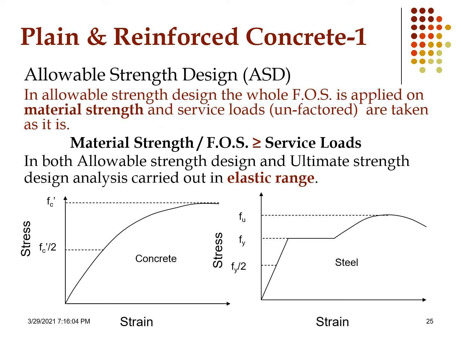The second method of design we call the ASD method, or allowable stress design method. In case of ASD method, the whole factor of safety is applied on the material strength and service loads are taken as they are, meaning no factor is going to be applied on the load. So material strength divided by factor of safety needs to be greater than service load. In both allowable and ultimate strength design, design analysis is carried out in the elastic range.